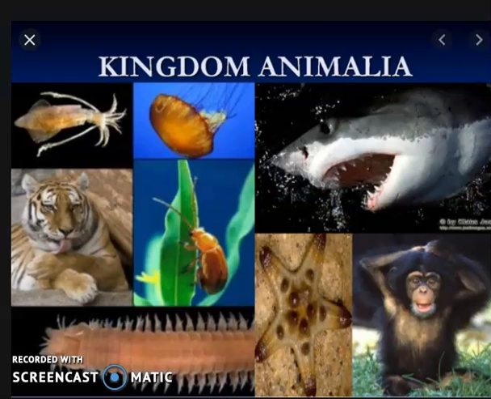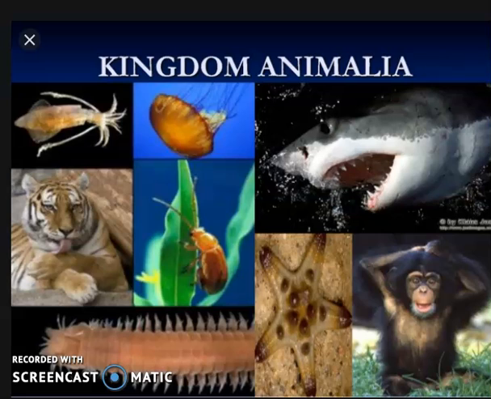Today we will discuss Kingdom Animalia. Members of this kingdom are heterotrophs. Heterotrophs means they are dependent on other living organisms for their food. They are adapted to Holozoic nutrition.